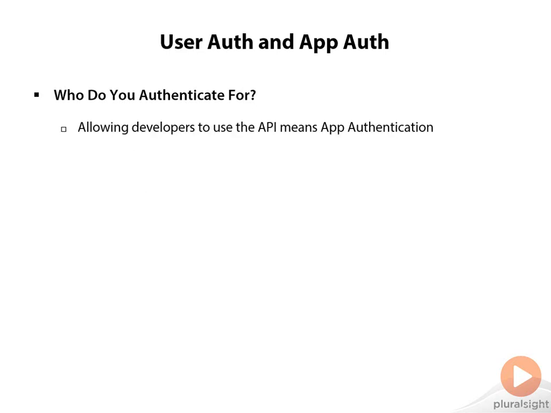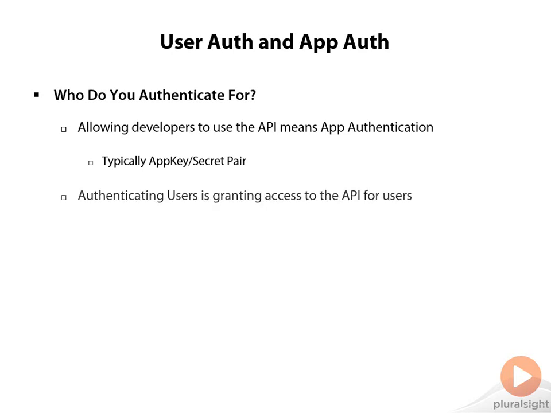In some cases, we're going to be allowing developers to use our API in order to do things like build mobile apps or build tablet apps. And so we need to authenticate who the developers are, typically done with an app key and a secret. The secret is used for them to do encryption and us to do encryption, and for us to be able to compare the two.